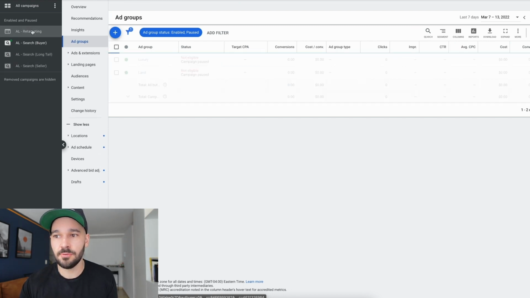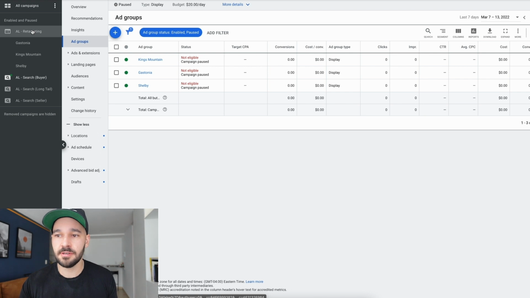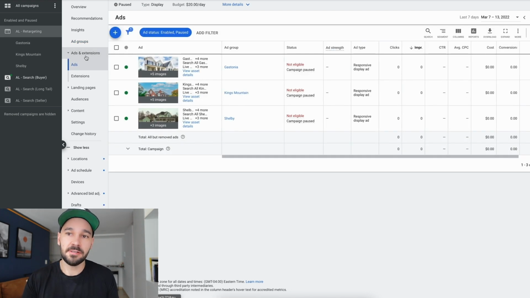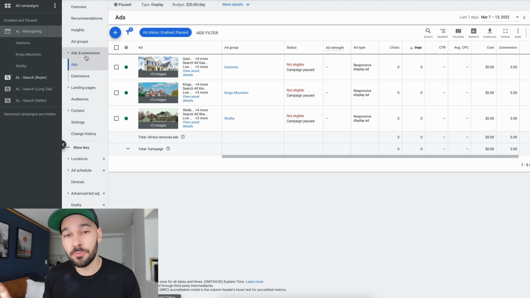Okay, so this is something you want to set up. It's called a display campaign. What a display campaign is, basically, it's going to show all over the internet. You've seen these Google ads in between blogs, on the right side of your screen, and on different websites. These are the type of ads that follow people around the internet.